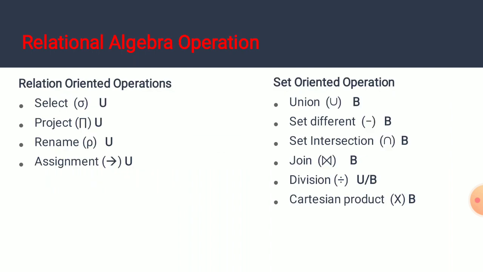So here we take some examples of relation oriented and set oriented operations. In relation oriented, we have four operations: select, project, rename and assignment, and all these are unary operations. In set oriented operations, which are performed on sets, we have union, set difference, set intersection, join, division and Cartesian product, and all these are binary operations.